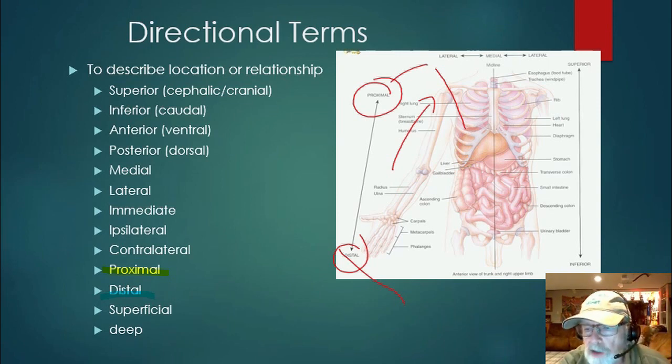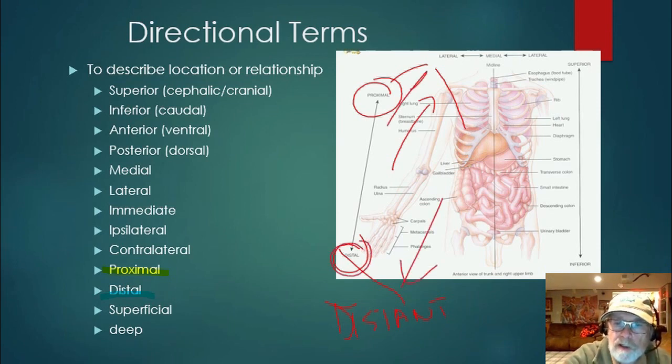Proximal sounds like proximity. What does proximity mean? Real close to something. Something is close. Yeah, it's in the proximity, which means it's really close. On the other hand, if something's further away, it's called distant. Okay? So if you can remember distant and proximity, you remember distal being further away and proximal being closer.